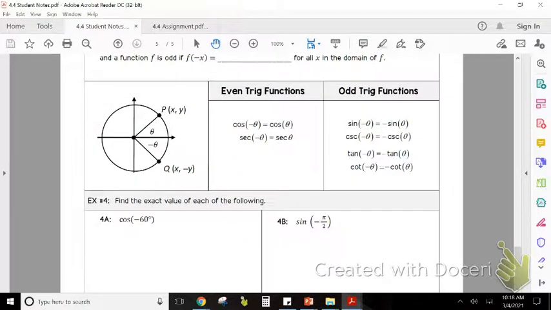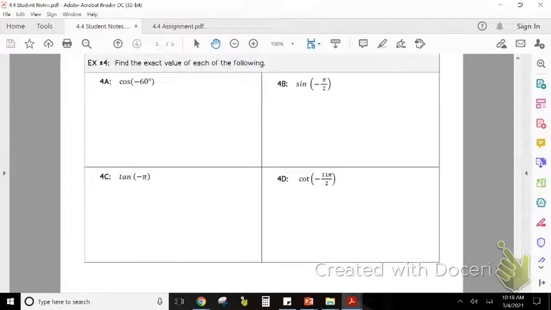So example 4 says to find the exact value of the following. So tell me, is cosine even or odd? Well, cosine is even. What that means is it doesn't matter if I have a negative 60 degrees or a positive 60 degrees here, I'm going to get the same answer. So this is the same as if I had cosine of positive 60 degrees.